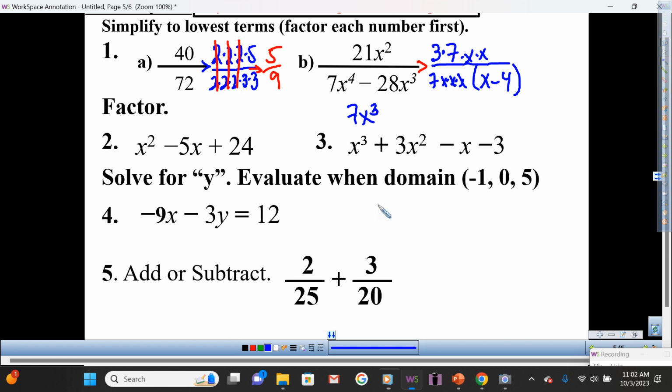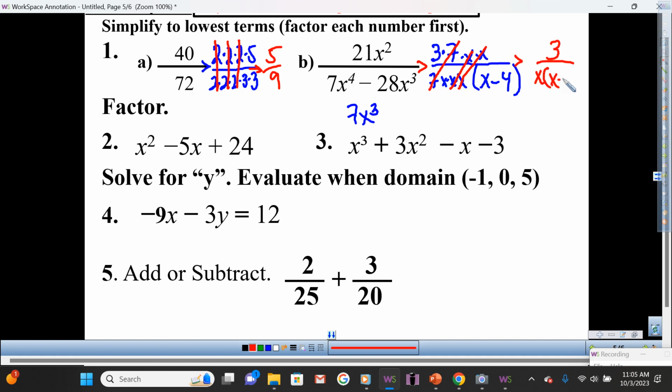Therefore, right there, giant ones, yes, the 7. What else? 2 of these x's. So what's left on the numerator? 3 over denominator, x times x minus 4. Woo-wee. And have you got that by yourself? Okay. Number 2. Factors for number 2.